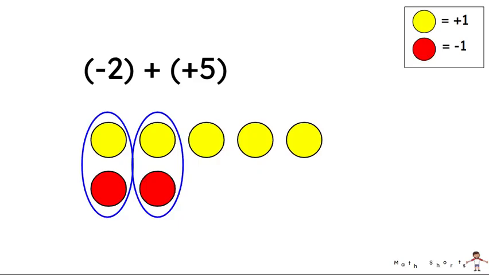What value do we now have represented? There are 3 yellow counters that are not circled, so we have a value of +3. So, -2 add +5 equals +3.